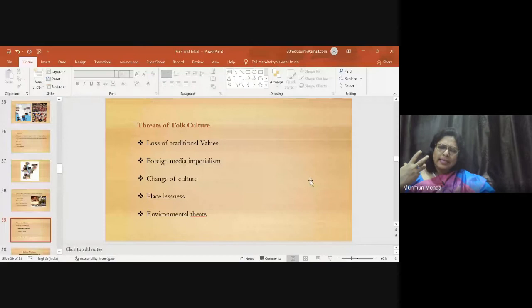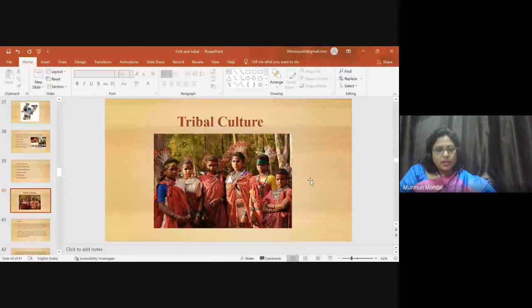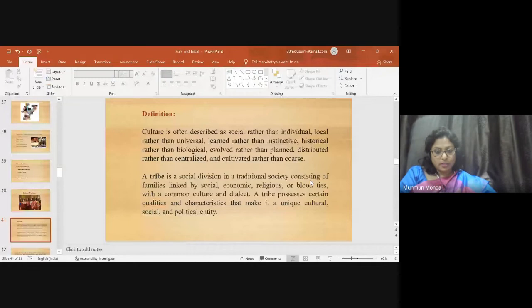And when we talk about the environmental threats, they are also playing a very important role. Now I am moving to the tribal culture, as I have almost completed the folk culture. Tribal culture is something different from the folk culture. A tribe is a social division in a traditional society consisting of families linked by social, economic, religious, or blood ties with a common culture and dialect.